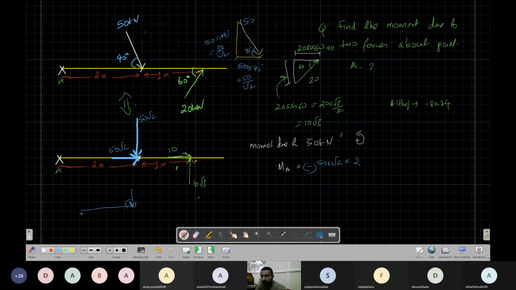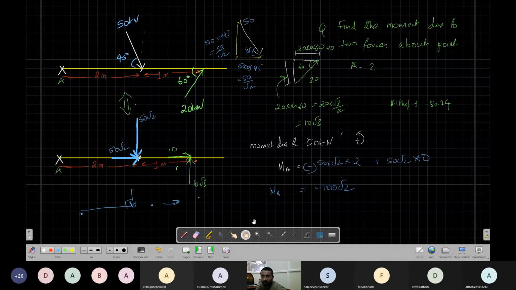Then we have 50 root 2, this force, times the perpendicular distance, which will be 0, because the point is here and the force is passing through the point. The line of action passes through the point, so it will be 0. So this is minus 50 root 2 into 2, that means minus 100 root 2. Okay, so this is M of A because of the 50 kilonewton force.